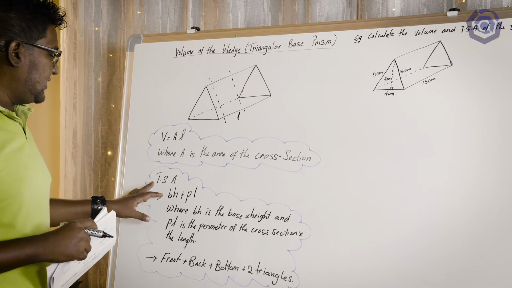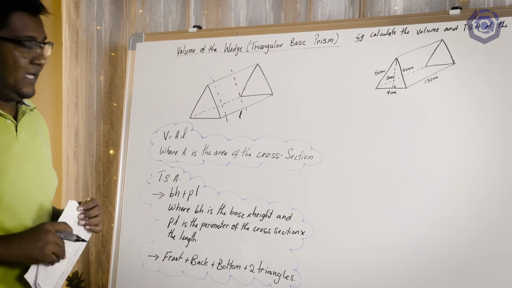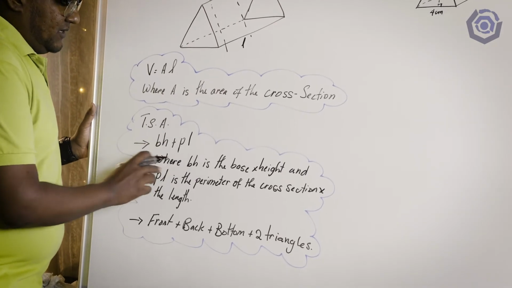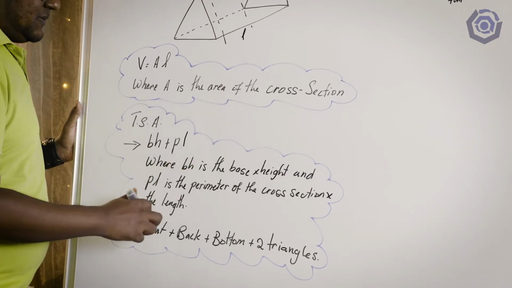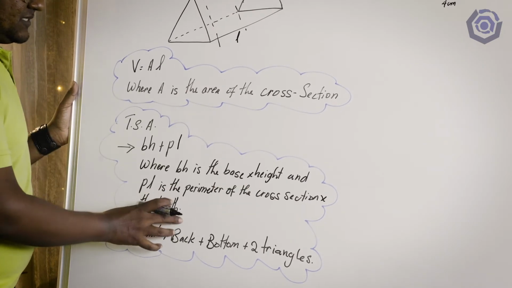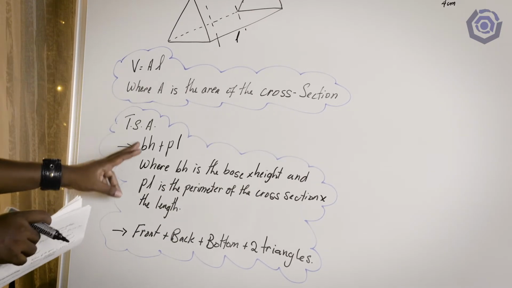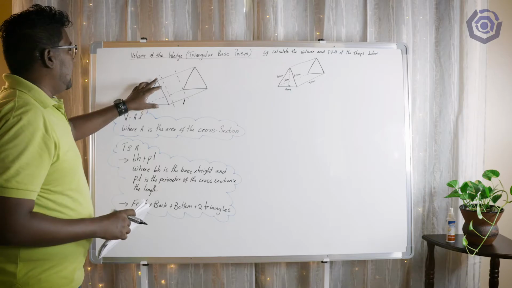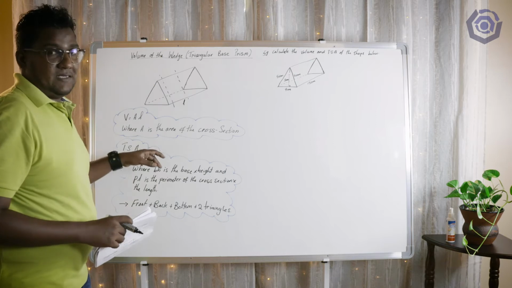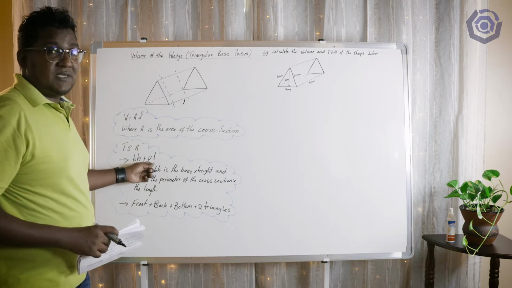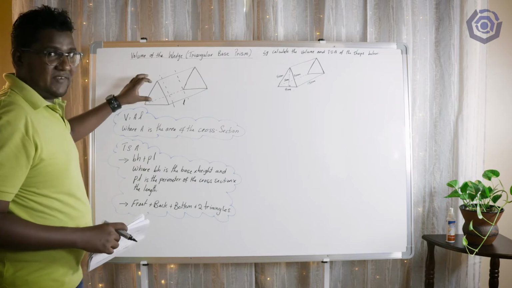And the total surface area, you have two ways of doing it. The first one is BH plus PL, where BH is the base times the height and PL is the perimeter of the cross section times the length. Now we can use BH plus PL once we're given all three sides and the height, because we would need the height here and we would need all three sides to find the perimeter of this face.